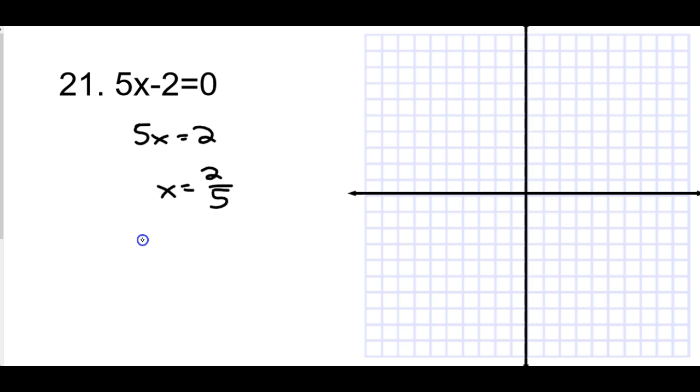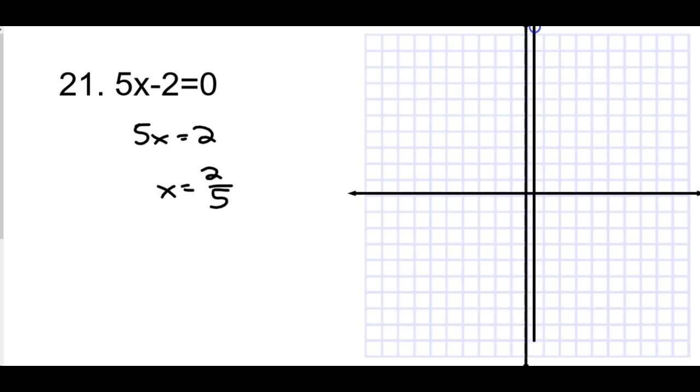So whenever we have x is equal to something or y is equal to something, we're either going to have a vertical or horizontal line. If it's x equals something, like here, x equals 2/5, that means it's everywhere possible that x could be 2/5. Your x coordinate is 2/5. So in this case, 2/5 is just under half right here.